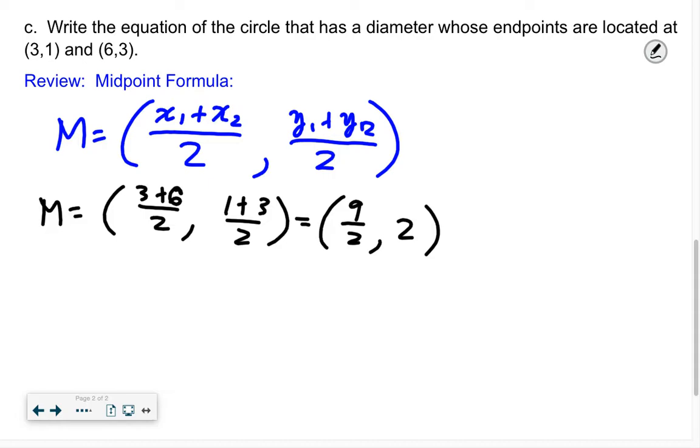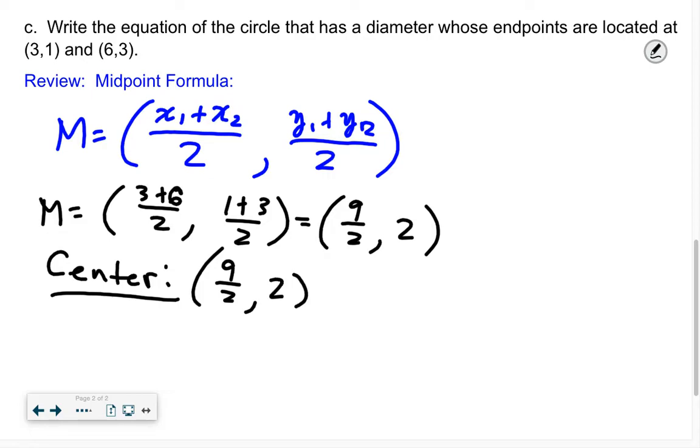And a lot of you are saying 9/2. No, it is not a nice integer to work with. It's not an integer altogether, but that's okay. 9/2 and 2. That represents the center. Now what do we need to do? Distance between the center and one of those 2 points, right? It doesn't matter which one. It could be this one, it could be that one.